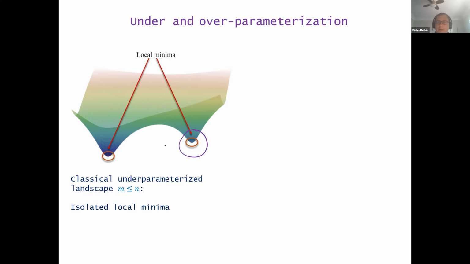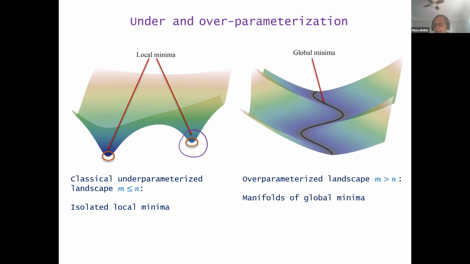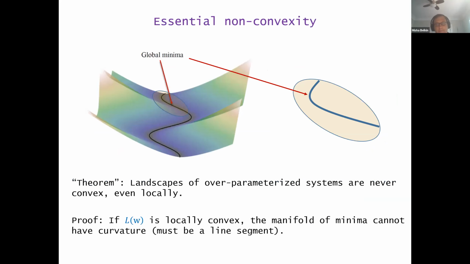Well, what happens when you over-parameterize? When you over-parameterize, you have many solutions which give you zero loss. So you don't have one global minimum, you have a manifold of global minima which solve your system. So the global minima of the loss function are solutions to the equation, the parameters which fit my data exactly. For the linear case, it's just a line. Now, I have manifolds of global minima. And once you look at the picture on the right, you realize that this picture is actually completely incompatible with convexity. So this is what one may call essential non-convexity.